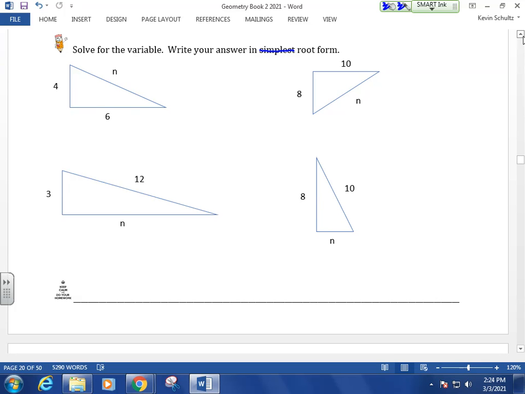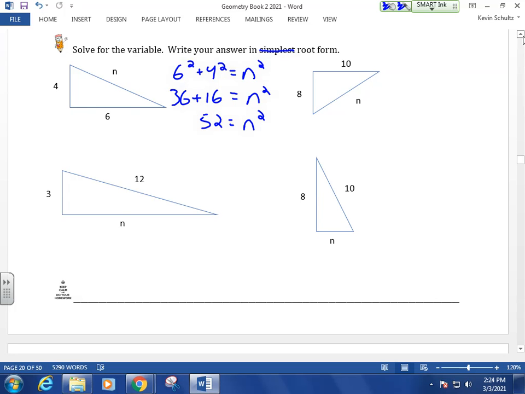Go ahead. 6 squared plus 4 squared equals n squared. Good. Some of you may have 4 squared plus 6 squared equals n squared. That's okay. It doesn't matter because either way you have the a and b arranged, you're squaring them first and then adding them together. And whether you get 36 plus 16 or 16 plus 36, either way, you end up with 52. Okay? So 52 equals n squared.